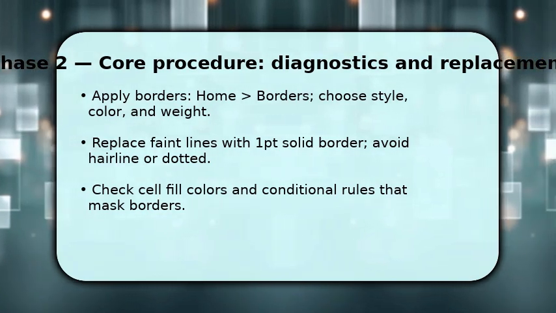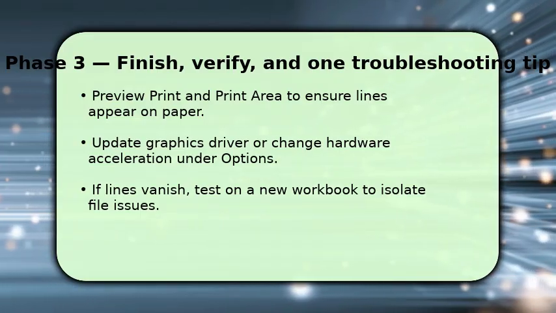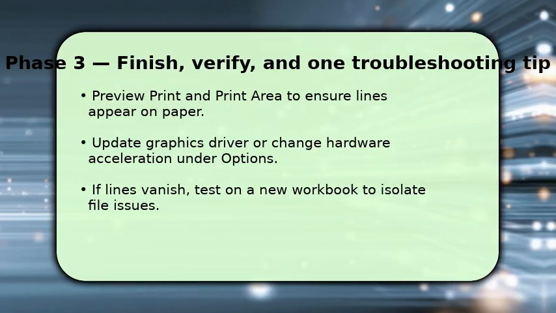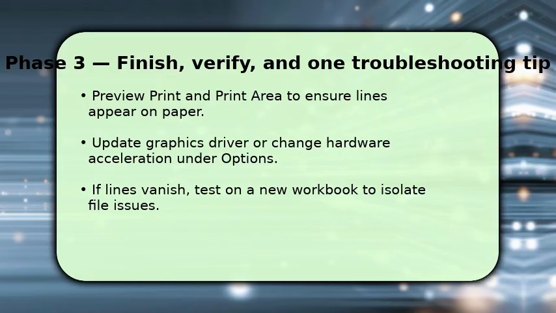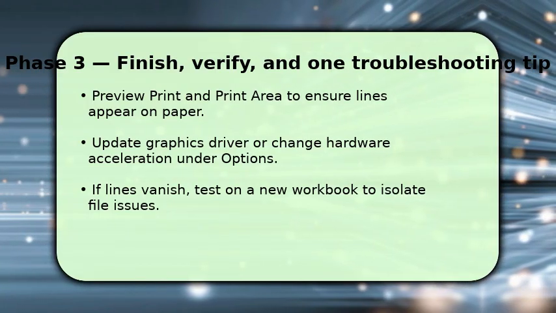Finish by validating results. Use Print Preview and adjust print area to confirm lines print correctly. If on-screen lines still flicker, disable hardware acceleration in Excel options or update your graphics driver. Rendering problems sometimes cause invisible borders.